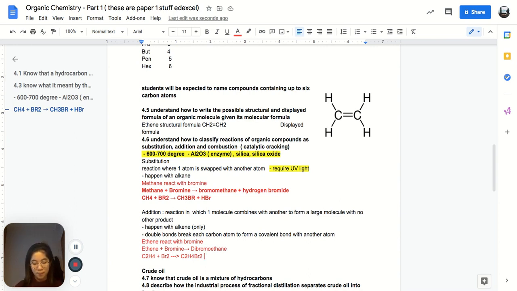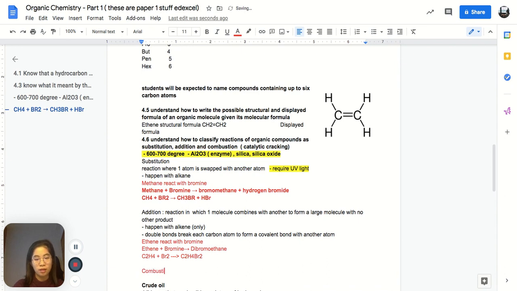So yeah, this is what you gotta know, and this is one of the examples of addition reaction. I've been talking so much about what could only happen in alkane and alkene. The next one that you gotta learn is combustion. And combustion could happen in alkane and alkene. It doesn't matter. It could happen with alkane and alkene.